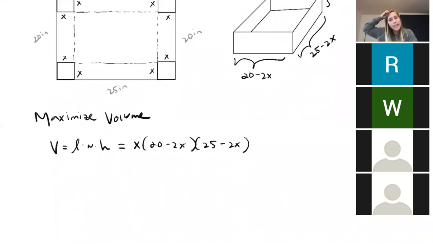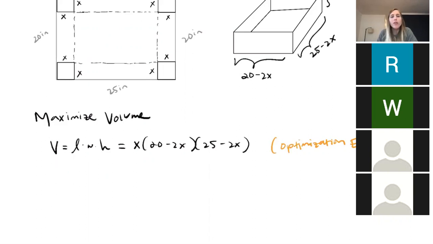Now, we need to simplify our volume equation a little bit. The nice thing is, notice that volume is in terms of just x. So we actually don't need a secondary equation. We're not going to have to rewrite this equation using a secondary equation. This is just our optimization equation. It's nice when that happens.